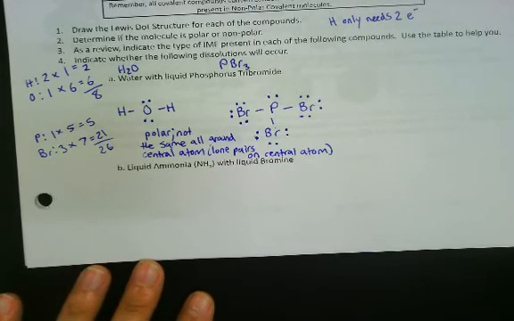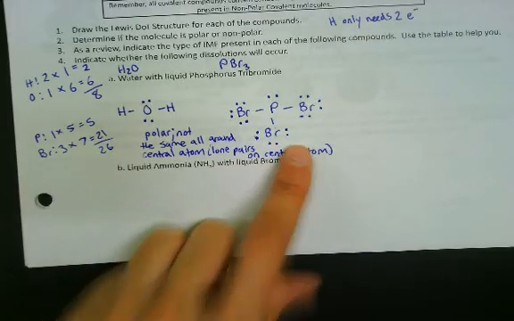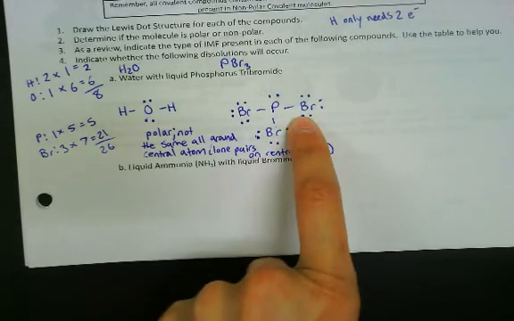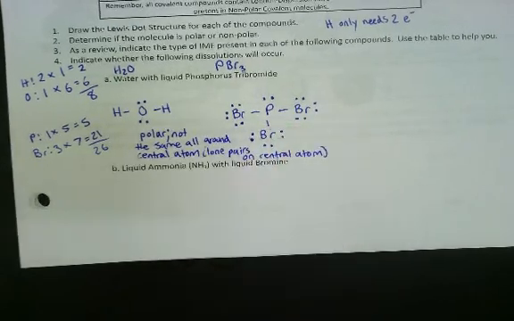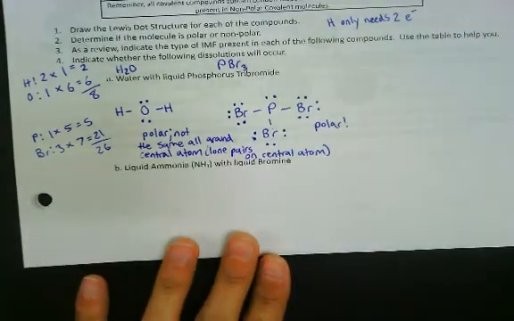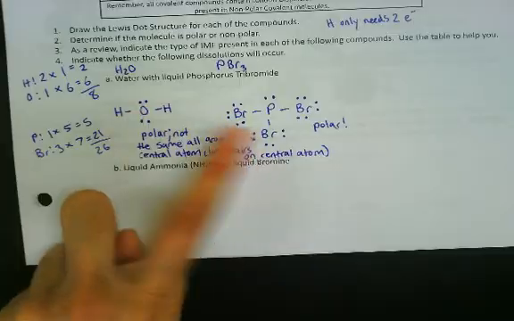So what are we going to assign polarity-wise to phosphorus tribromide, y'all? Polar as well. Phosphorus tribromide also has a lone pair on our central atom. This guy is also polar. So they are both polar.